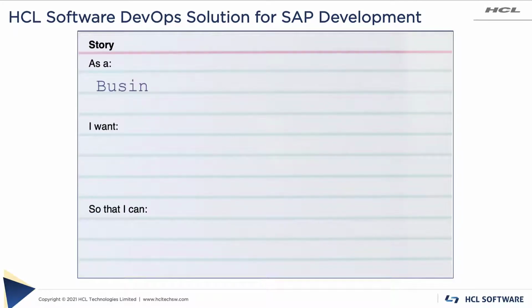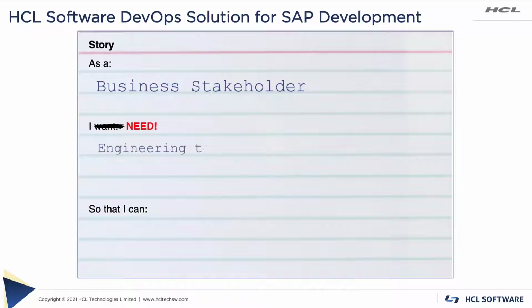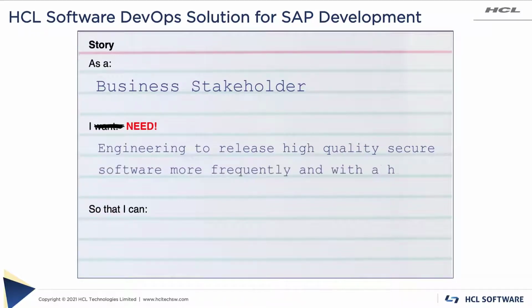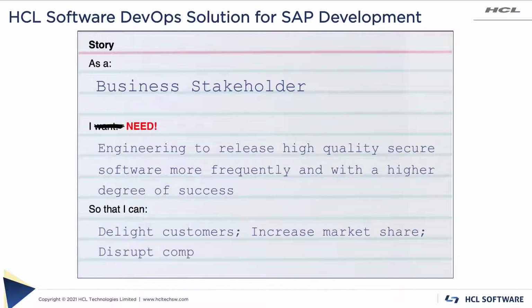As a business stakeholder, I need my engineering department to be able to release high quality software faster, more frequently, and with a higher degree of success. Their ability to do this will help me meet customer demands, increase market share and revenue, deliver new innovation faster than the competition, and grow market share or create new markets.